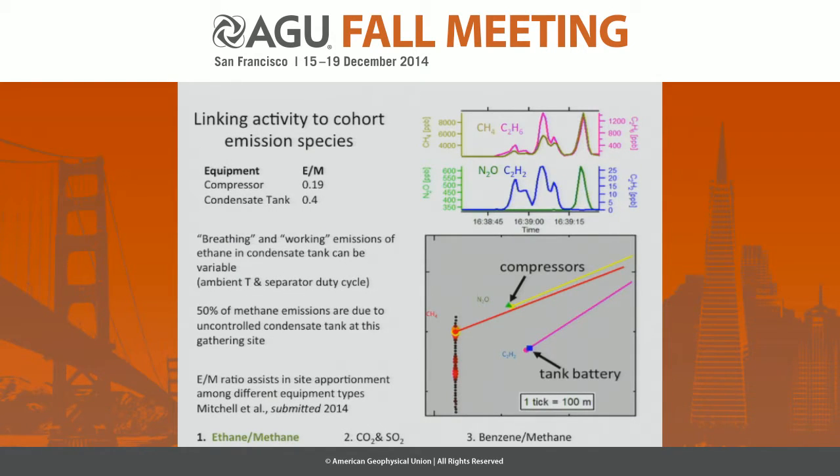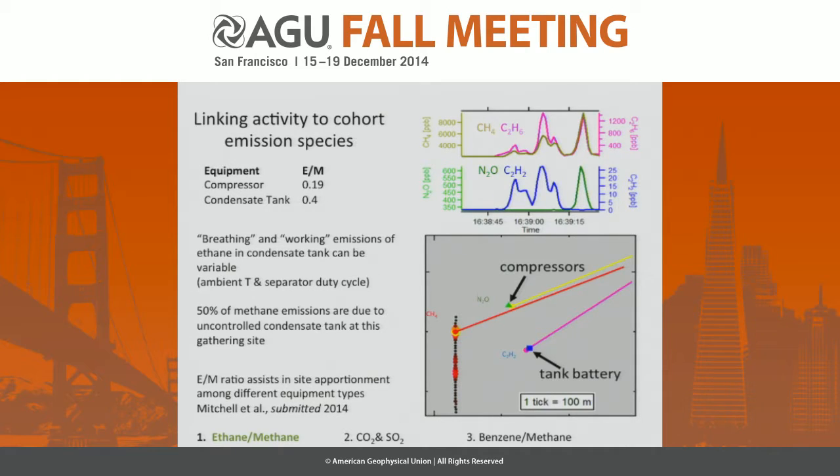Here's another example of this, and the point is really just to look at this map to say that this gathering site had both compressors that we know have these design leaks and a tank battery, a condensate tank battery. In this case, we're able to use that ethane to methane ratio to attribute about half of the methane emissions were due to poorly controlled release of methane from the tank top.